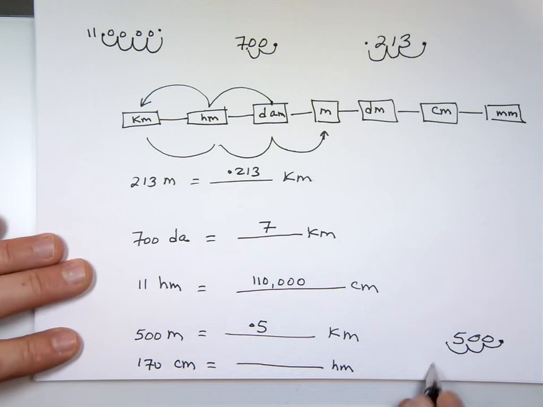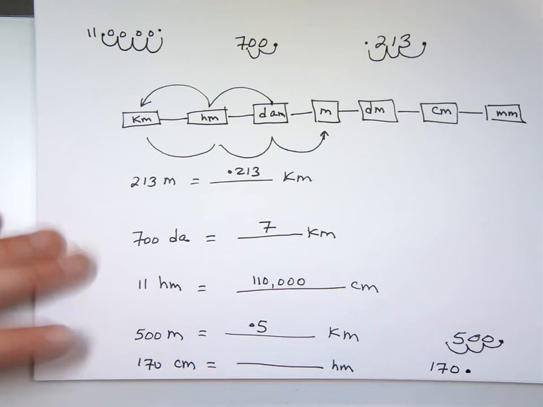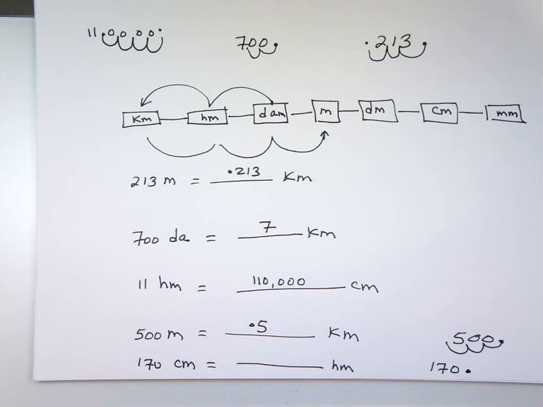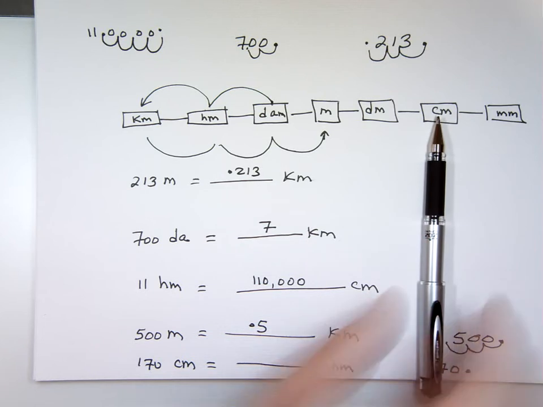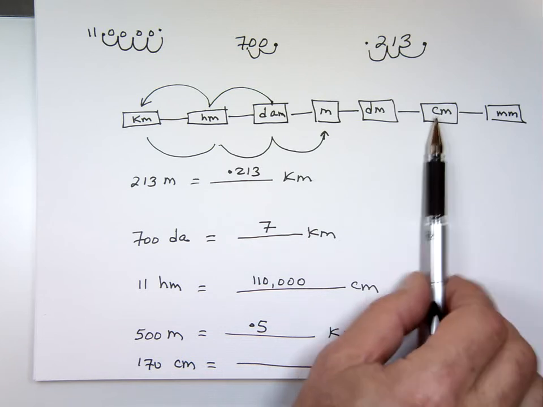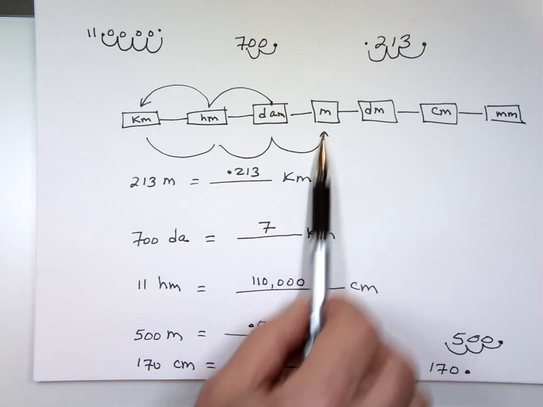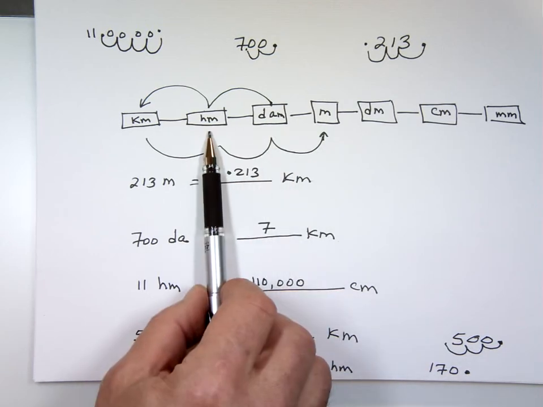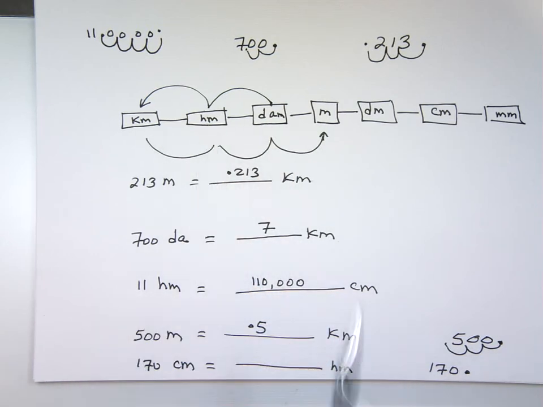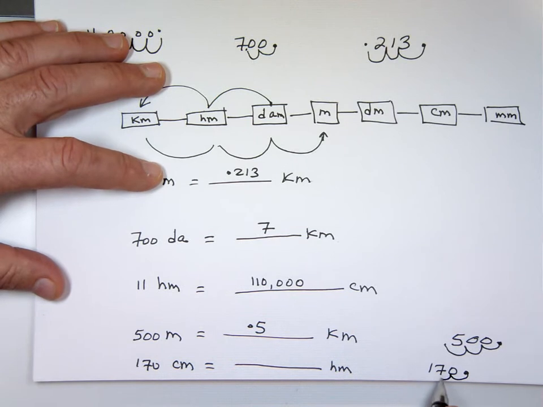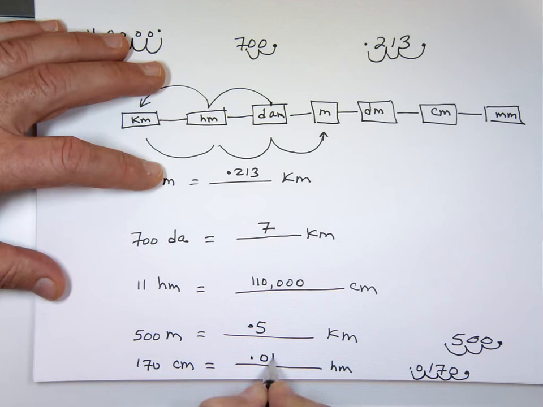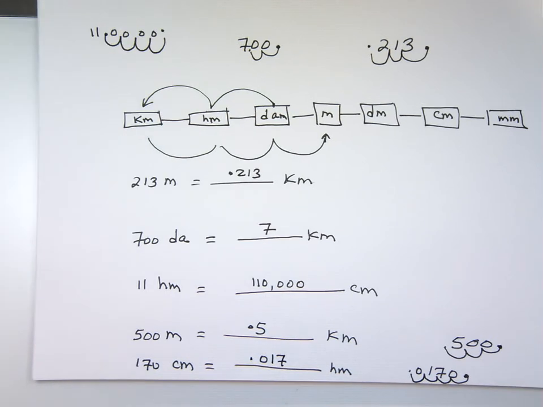There's 170, and there's my decimal point right here. Where are we? Centimeter right here. We are right there. I need to move it 1, 2, 3, 4 places to the left. Everyone sees 4? So here we go. 1, 2, 3, 4. 0.017. You don't have to put that 0 at the end. 0.017 hectometers.